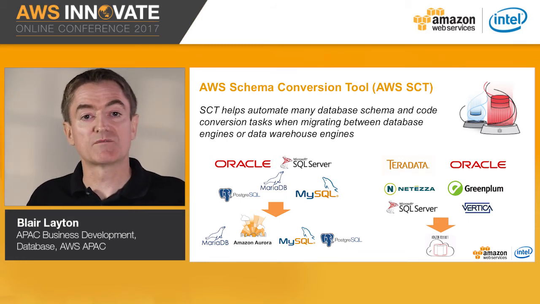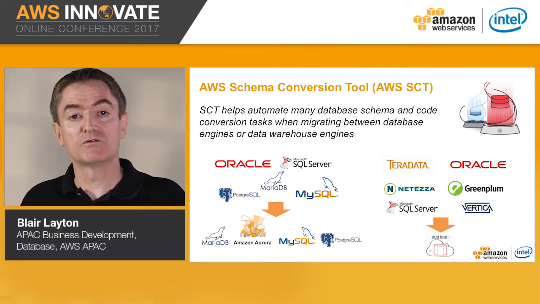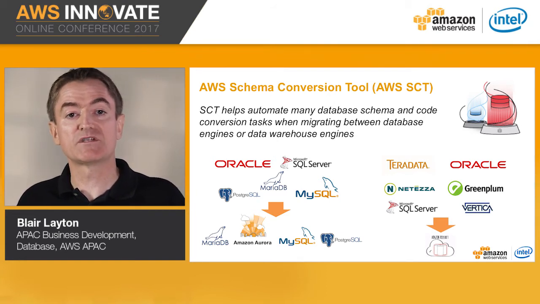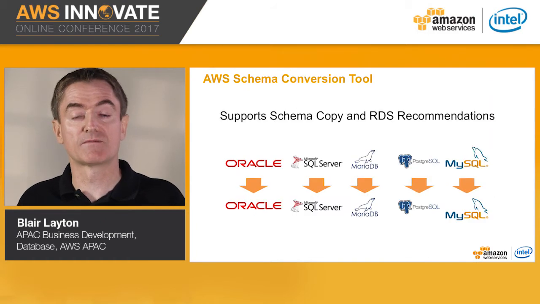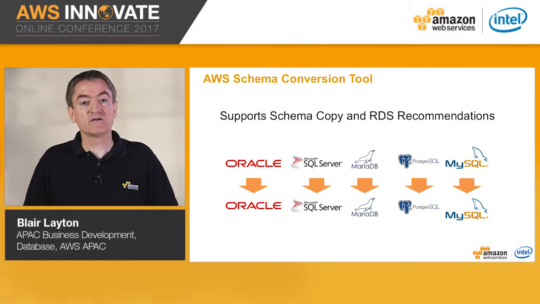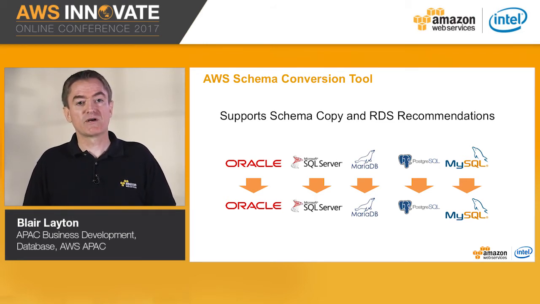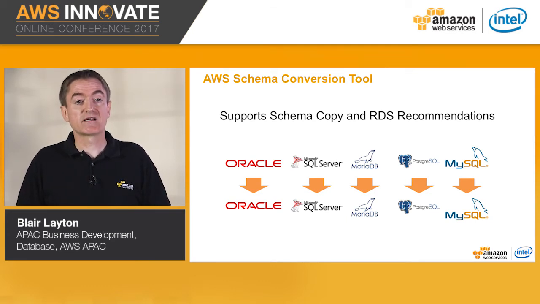SCT also supports the migration of Teradata, Oracle, Netezza, Greenplum, Microsoft SQL Server, and Vertica data warehouses to Amazon Redshift. SCT also supports a Schema Copy function. I'm sure many of you have been in the situation where an old system doesn't have any documentation or even the DDL to create the database. This means the only definition of the database is the live production system. SCT can create an exact copy of such systems to help migrate them to AWS.